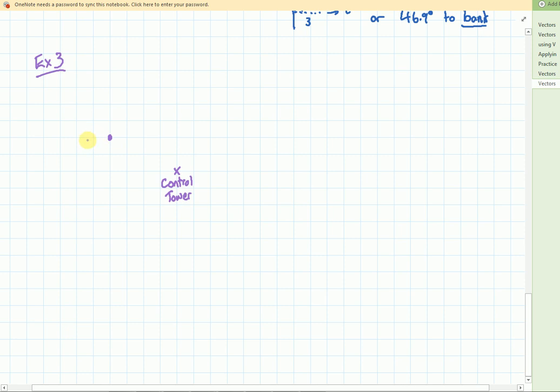So the first plane, A, is at a position -4,2. So its position vector is -4,2. Its velocity is 2,3. The second aeroplane is at a position vector of 4,4.